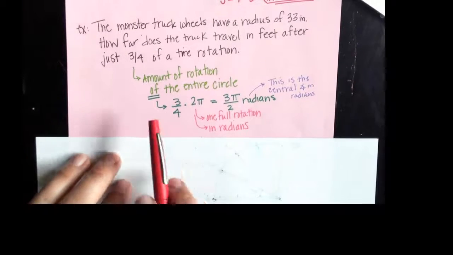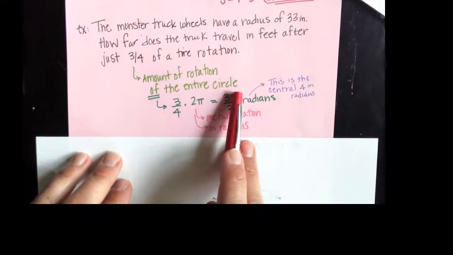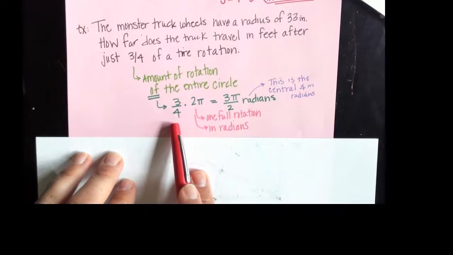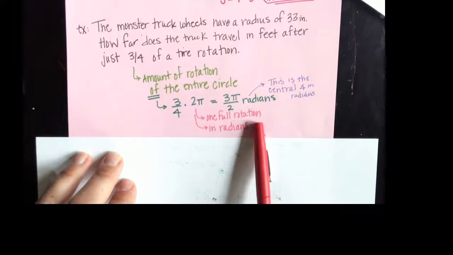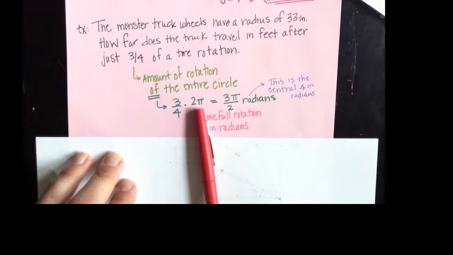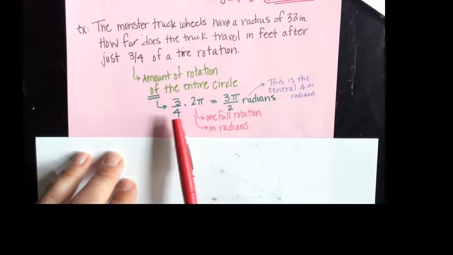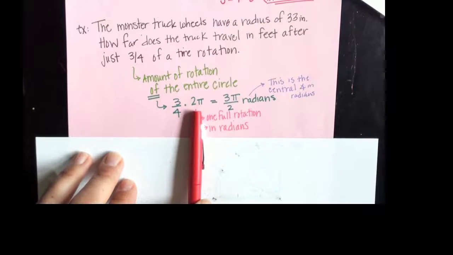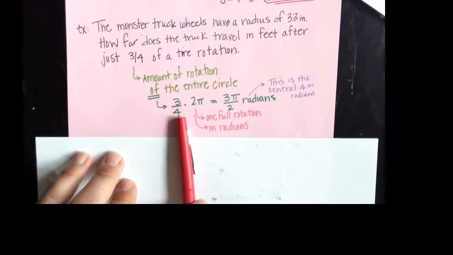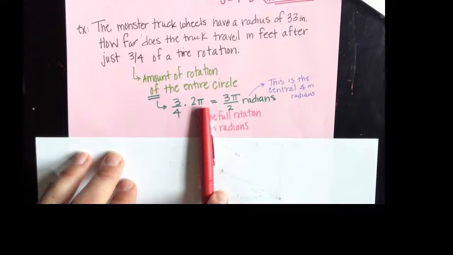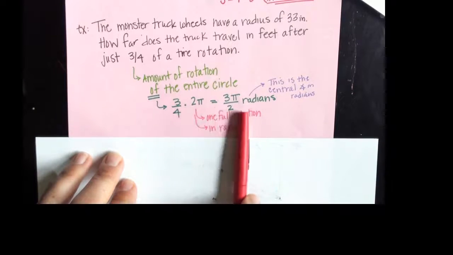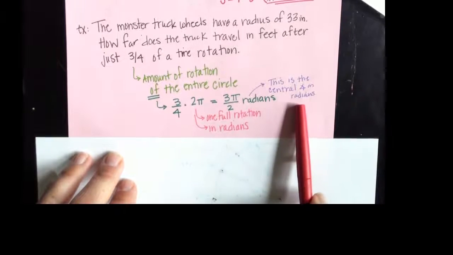So what we have to do is the amount of rotation of the entire circle. So that's 3/4. And if one full revolution was 2 pi, we want to figure out how far this revolution is in radians. So we're going to take that 2 pi, because we don't want 360. Our formula doesn't work with 360. Our formula works with radians. So if a full revolution is 2 pi, we're only going to take 3/4 of that. So when we multiply, notice of is multiplication, you get 3 pi over 2 radians. Okay, and this is that central angle measure in radians.